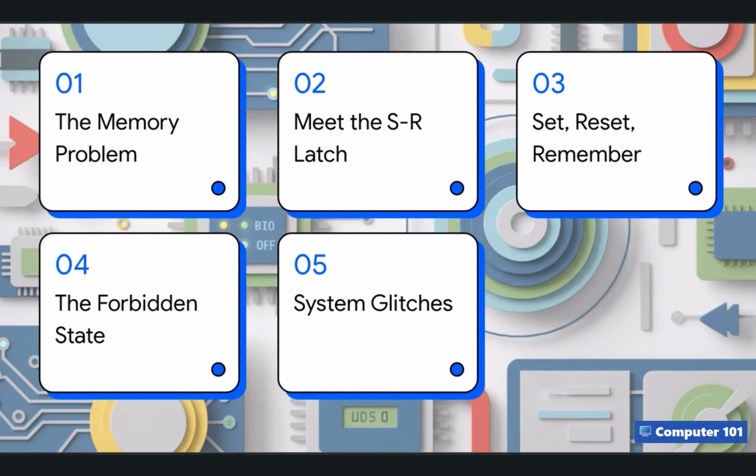So here's our blueprint for today's explainer, so you know exactly where we're heading. 1, explaining the memory problem. 2, meet the SR latch. 3, set, reset, and remember. 4, the forbidden invalid state. And finally, 5, metastability and system glitches.